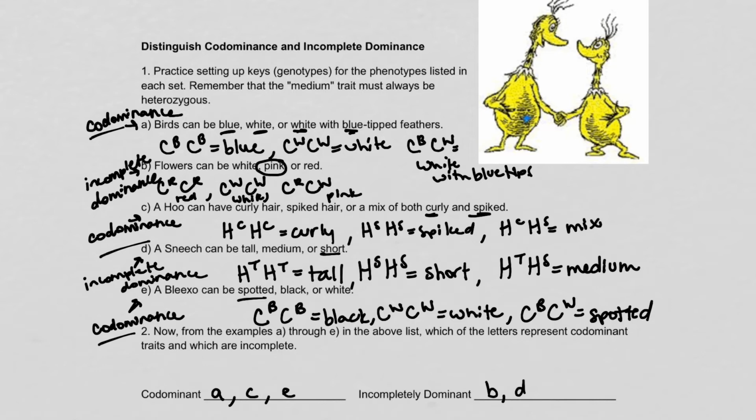In the example of incomplete dominance, you are seeing a midway point. Midway between tall and short is medium. Midway between white and red is pink. So again, the key here, because this can be confusing, is a midway point. And here you're seeing a mix of both.